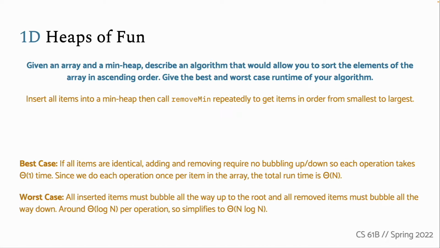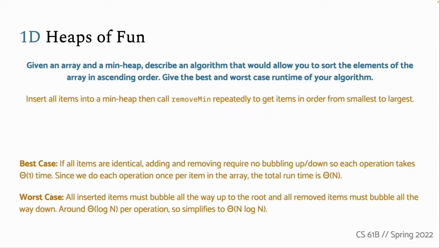In the best case, if all items are identical, adding and removing will require no bubbling up or down. So each operation takes constant time because you just have to check once to see whether or not you have to do that initial swap. And since the answer will always be no, it'll just take that one constant time operation. And then we do that operation actually twice, I guess, technically, because you have to first add it, then remove it per item in the array. The total runtime is theta n.